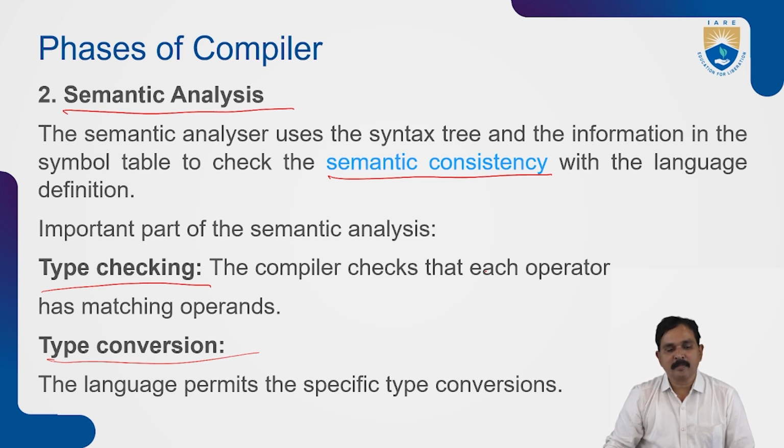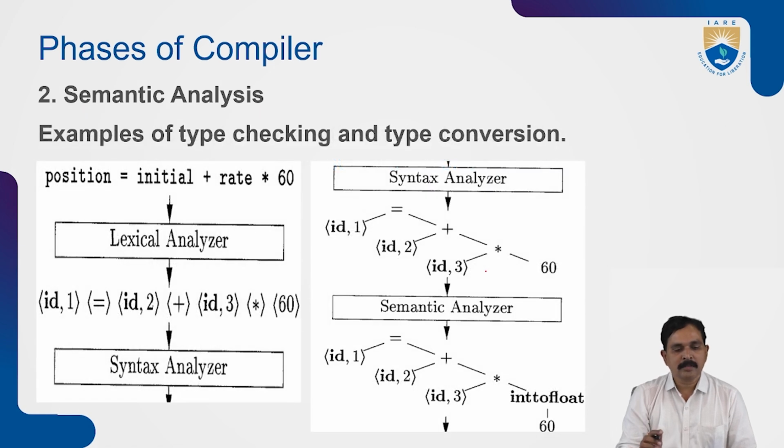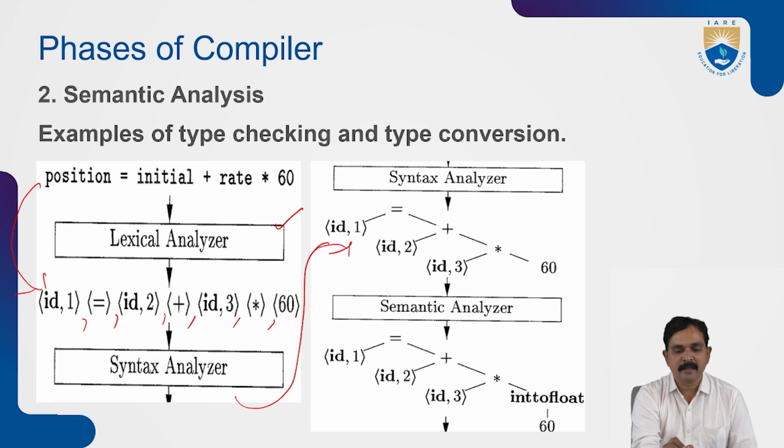So the important parts of semantic analysis are type checking and type conversion. During type checking, if the operands do not match, we get a semantic error. If you want to overcome that error, you may use type conversion. The lexical analyzer separates the tokens of the program statement, the syntax analyzer takes that output, the semantic analyzer takes the syntax analyzer's output, and then finally you can verify what the 60 is.